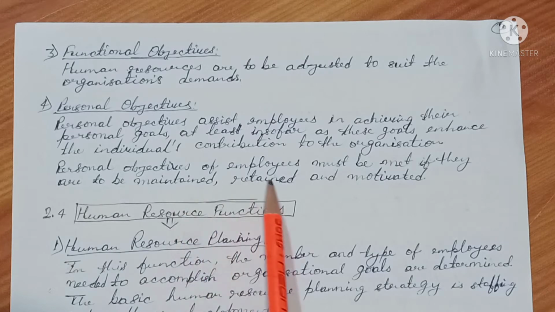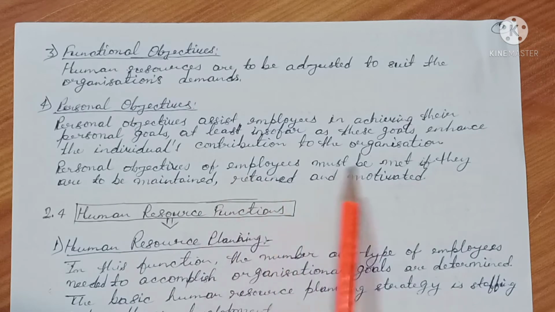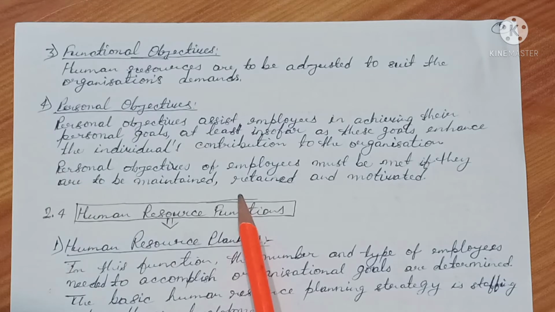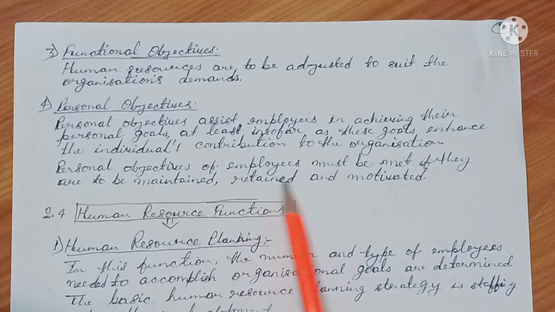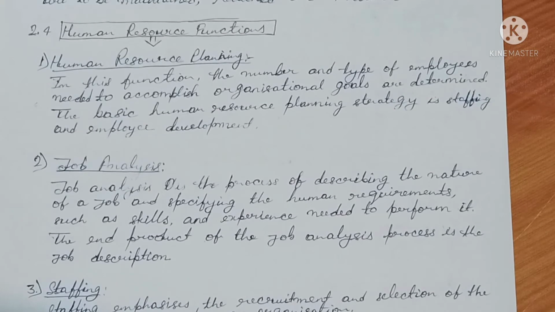Personal objectives of employees must be met if they are to be maintained, retained, and motivated. As I already told, if the personal objectives of employees are fulfilled, then only can they be maintained in the organization, retained in the organization, and motivated. Okay. So the next topic here is human resource functions. Just now I explained the human resource objectives, and now it is human resource functions.